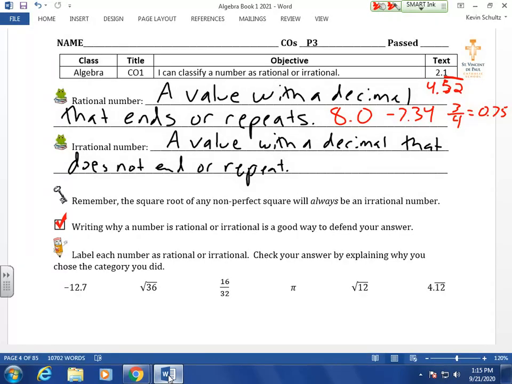As Luke said, the most famous irrational number would be pi. Computers have calculated pi out to 2 billion decimal places. It still hasn't ended, and there's no sign of any repetition.